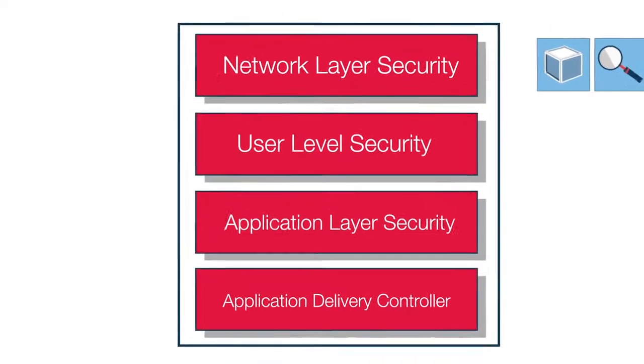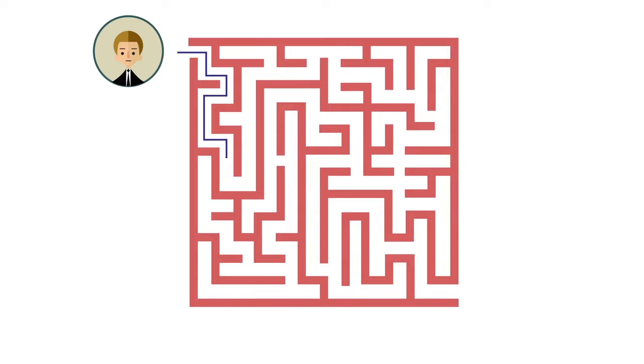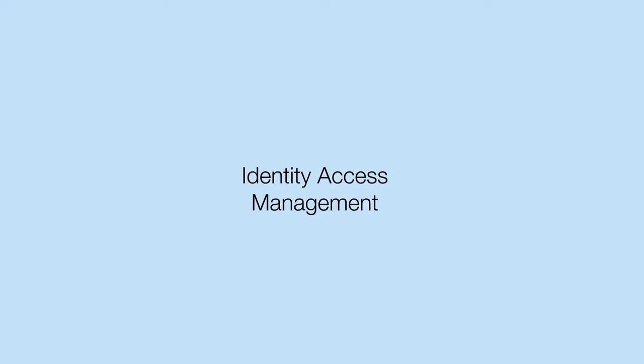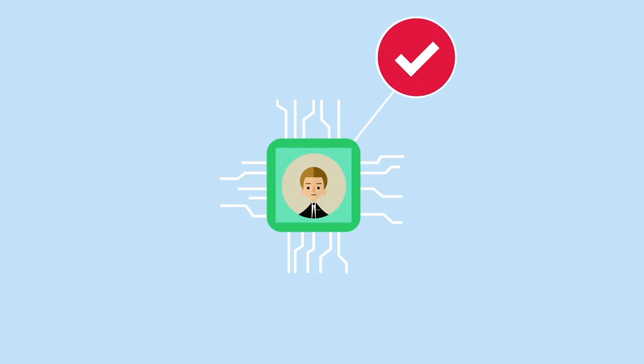The second layer we need to consider securing is the user layer. How do we make sure that only the right users get access to the right resources, such as VDI and VPN access? This element is focused on enhancing the mobile workforce through identity and access management. You want to ensure that your users are authenticated on a security device before being allowed access to your infrastructure.